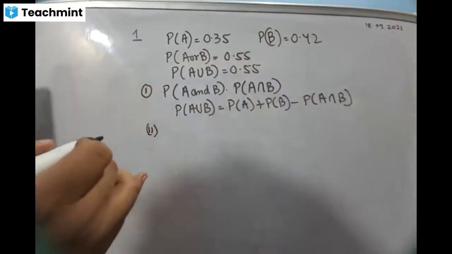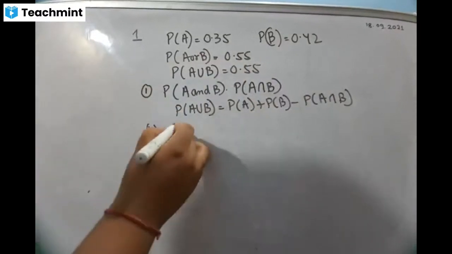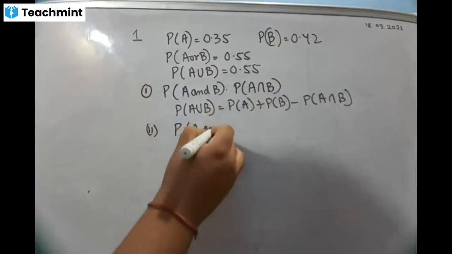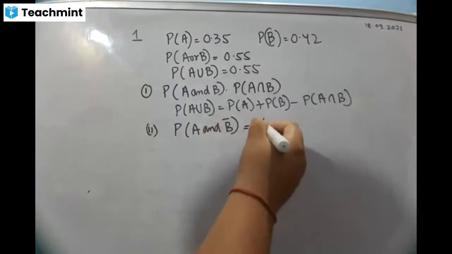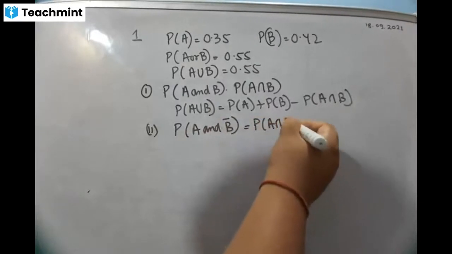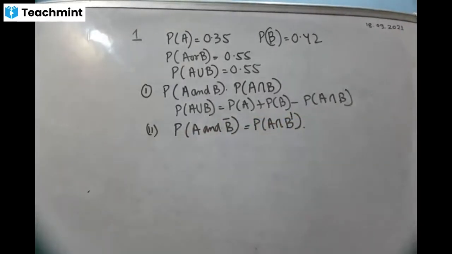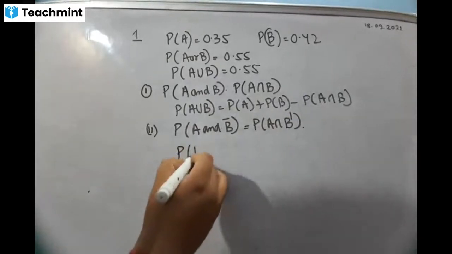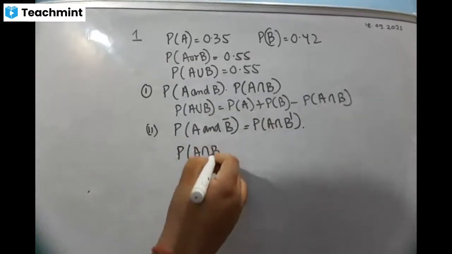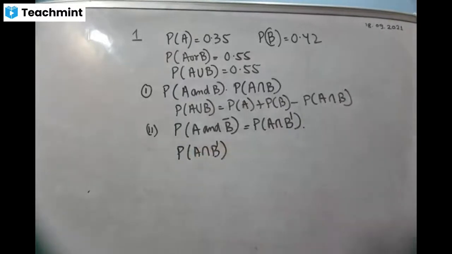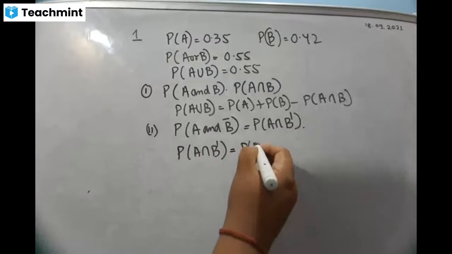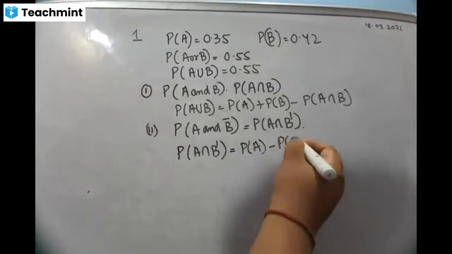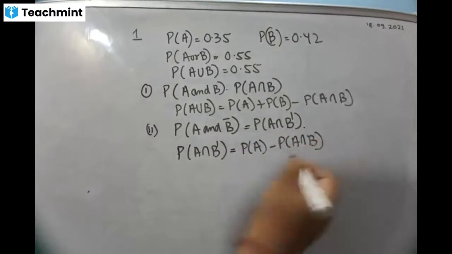So next question is, I have to find probability of A and B dash. B dash means complement. So I have to find probability of A intersection B complement. So could you please tell me the formula? What is probability of A intersection B complement? What was the formula? The formula was probability of A minus probability of A intersection B.